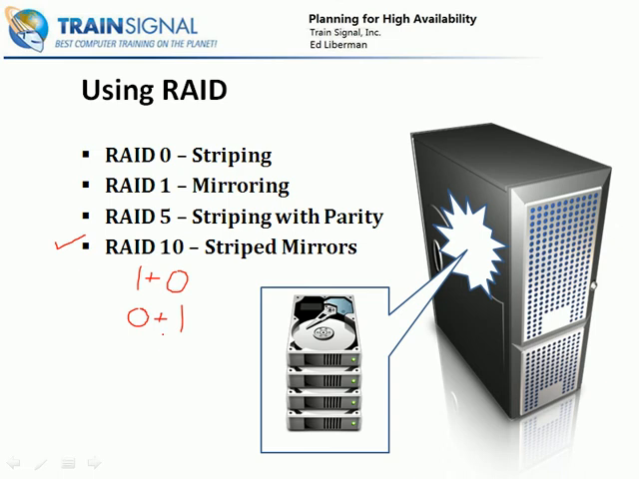Now, what RAID 10 or RAID 1+0 is referred to as is striped mirrors or a stripe of mirrors. Basically, all you're doing is taking RAID 1 and RAID 0 technology and putting them together. RAID 1+0, or RAID 10, refers to a bunch of mirrors that are striped.